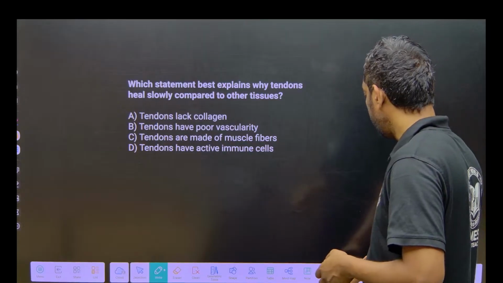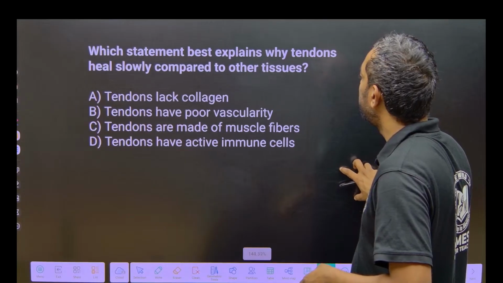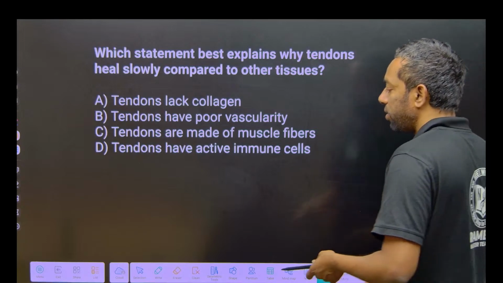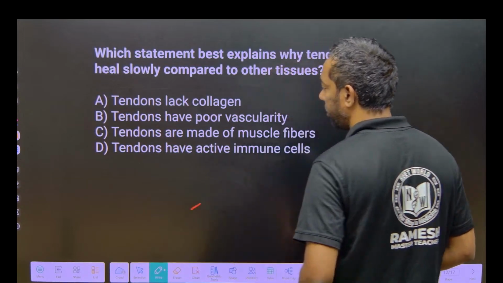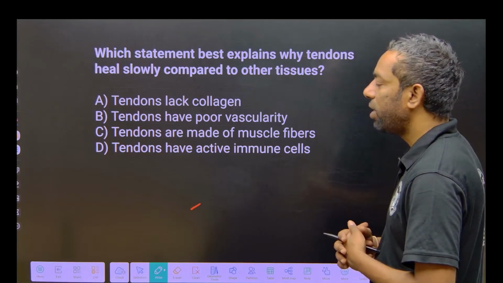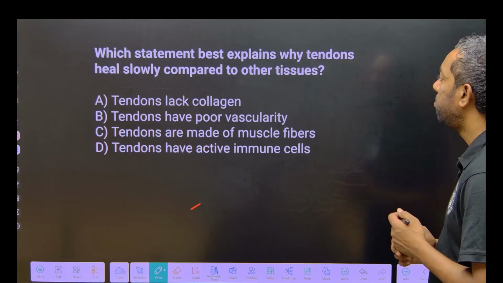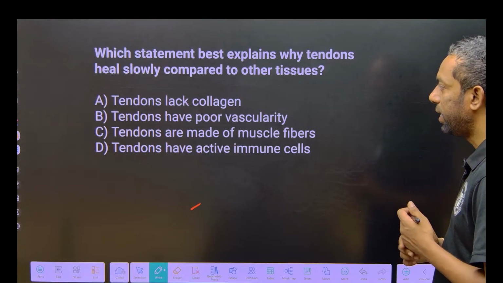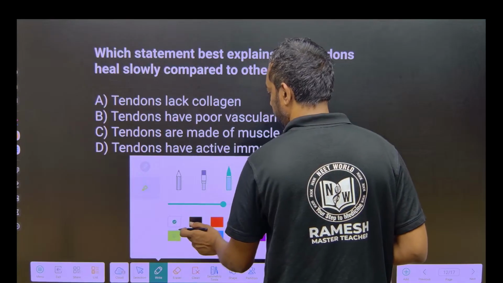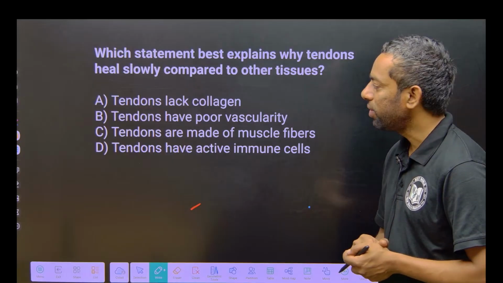Coming to another question: which statement best explains why tendons heal slowly compared to other tissues? Tendons are connections where muscle and bone attach. Which statement best explains why tendons heal slowly as compared to the other tissues?